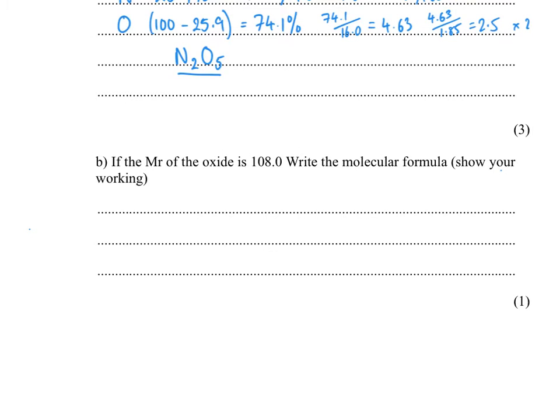To work out the MR from the empirical formula, the first thing we need to do is to work out the mass of the empirical formula. So if we add up 2 nitrogens and 5 oxygens, we find that the mass is 108. So in this case, the empirical formula only goes into molecular formula once, so it's the same. If the value was a half, we would double the empirical formula.